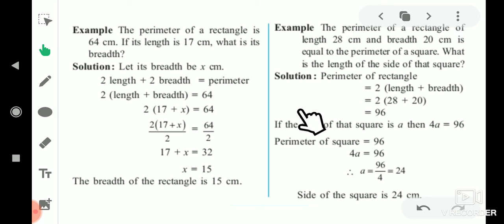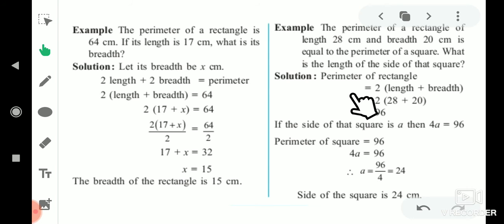It is given that the perimeter of a rectangle whose length is 28 and breadth is 20 centimeter is equal to the perimeter of a square. So we have to calculate the side of that square. So we have to calculate the perimeter of the rectangle and equate it to the perimeter of the square and find out the side of the square.